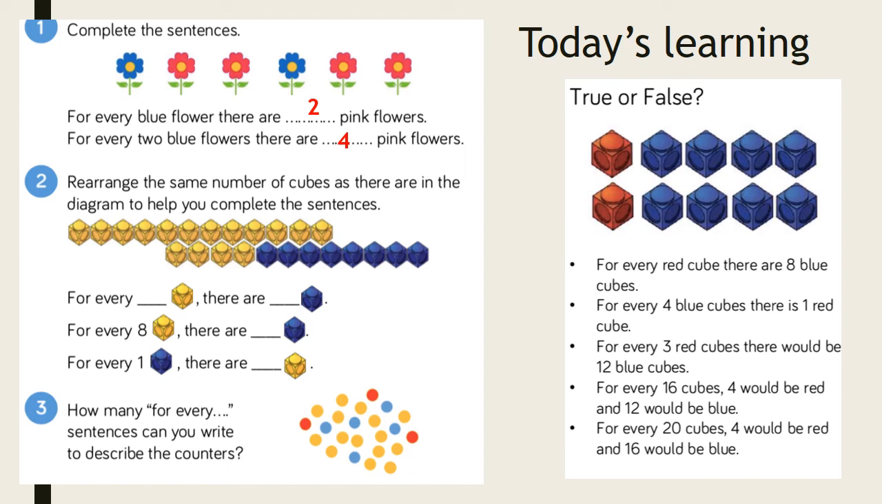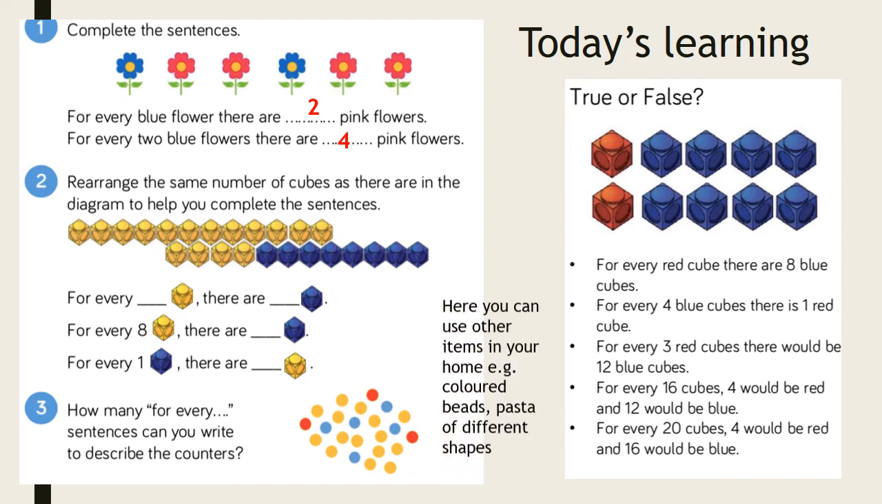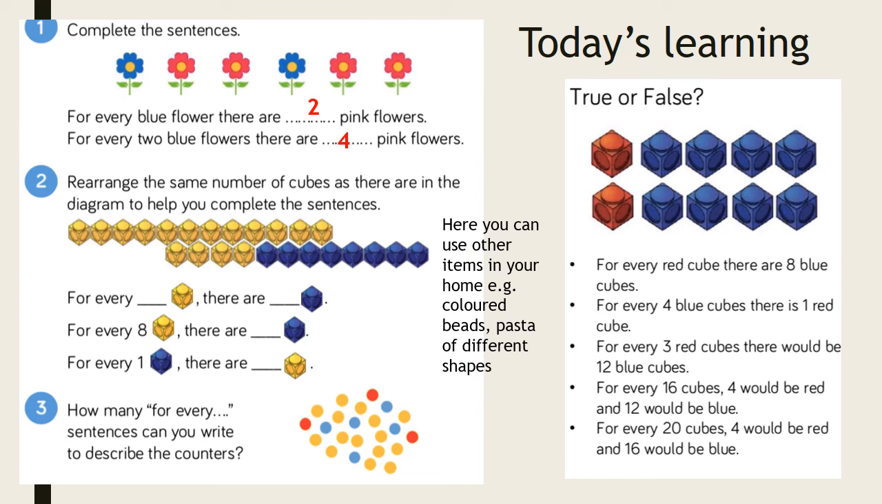Rearrange the same number of cubes as there are in the diagram to help you complete the sentences. So we can see, you might want to use something in your home to help you with this one as well. So you might want to use some coloured beads or some pasta of different shapes, whatever will help you. And for every 16 yellow cubes, there are 8 blue cubes. For every 8 yellow cubes, there are 4 blue cubes. And for every 1 blue cube, there are 2 yellow cubes.